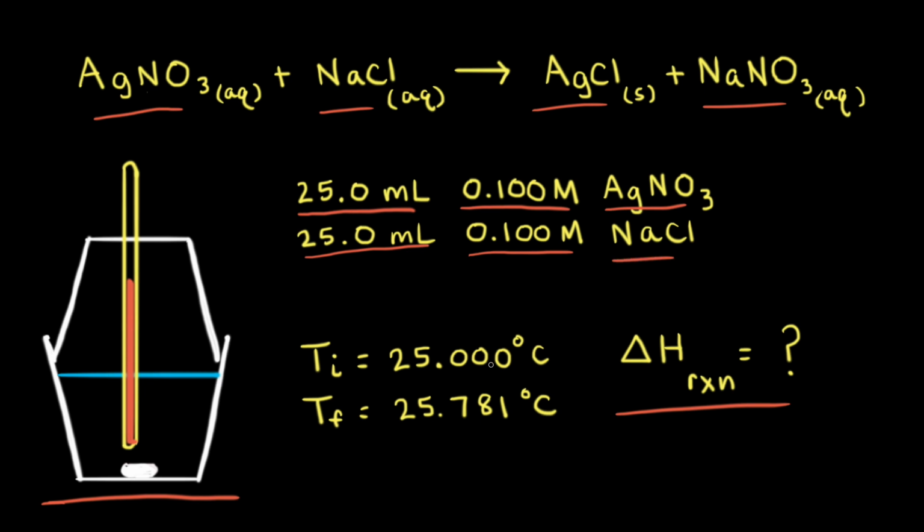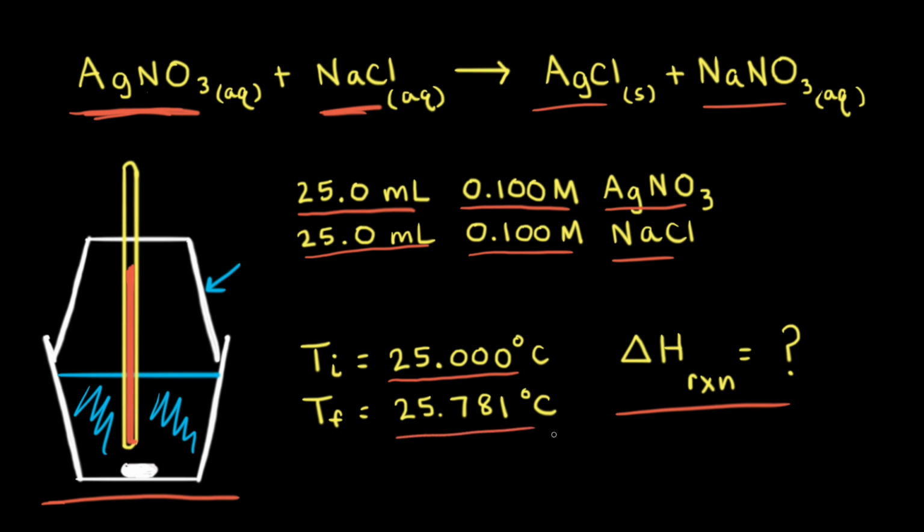Both solutions are initially at a temperature of 25.000 degrees Celsius. Next, we add our two solutions to our calorimeter, which is made of 2 coffee cups. And since the top coffee cup is loose-fitting, this reaction is under the constant pressure of the atmosphere. So this is constant pressure calorimetry. After the two aqueous solutions mix, the reaction occurs, and we watch the thermometer in the calorimeter.